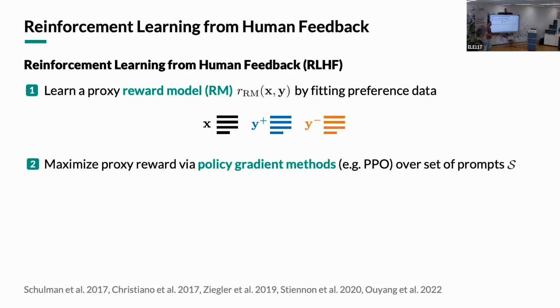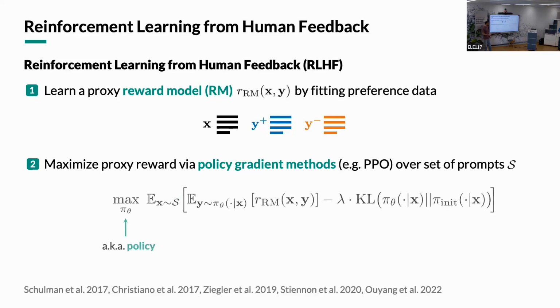Once we have our reward model, we can maximize this reward. We can align our language model by maximizing the expected reward using policy gradient methods over some set of prompts that we collect. What this amounts to is we want to maximize this objective with respect to our language model, with respect to the parameters theta. In the context of alignment, the language model is often also called a policy, and I'm going to use this term interchangeably. Policy is simply another term for the language model in these settings.